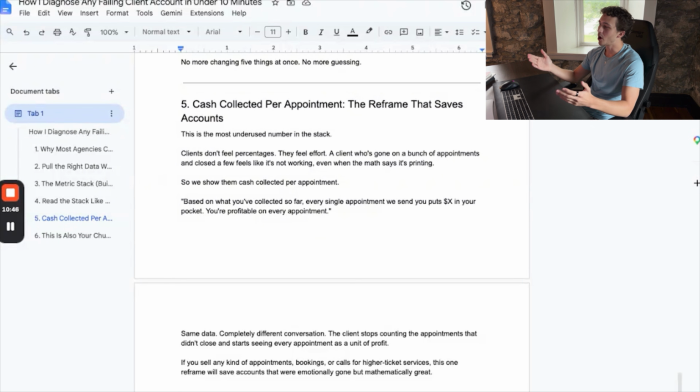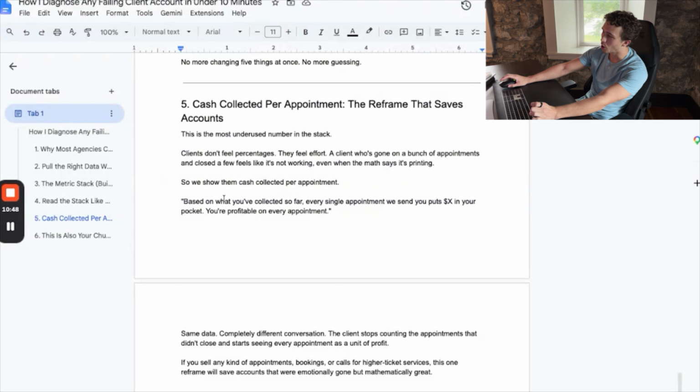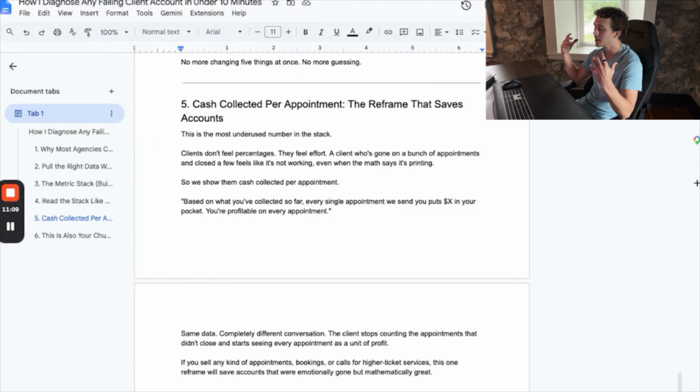So a client who's gone out on a bunch of appointments and closed a few deals will feel like it's not working, even when the math says that it's actually printing, right? So what we'll show them is the cash collected per appointment. Okay, so every time they're going out to an appointment, now they know that they're making money on it. What we'll say is something like this: based on what you've collected so far, every single appointment that we send you is putting X amount into your pocket. So you're literally profitable on every single appointment, right?